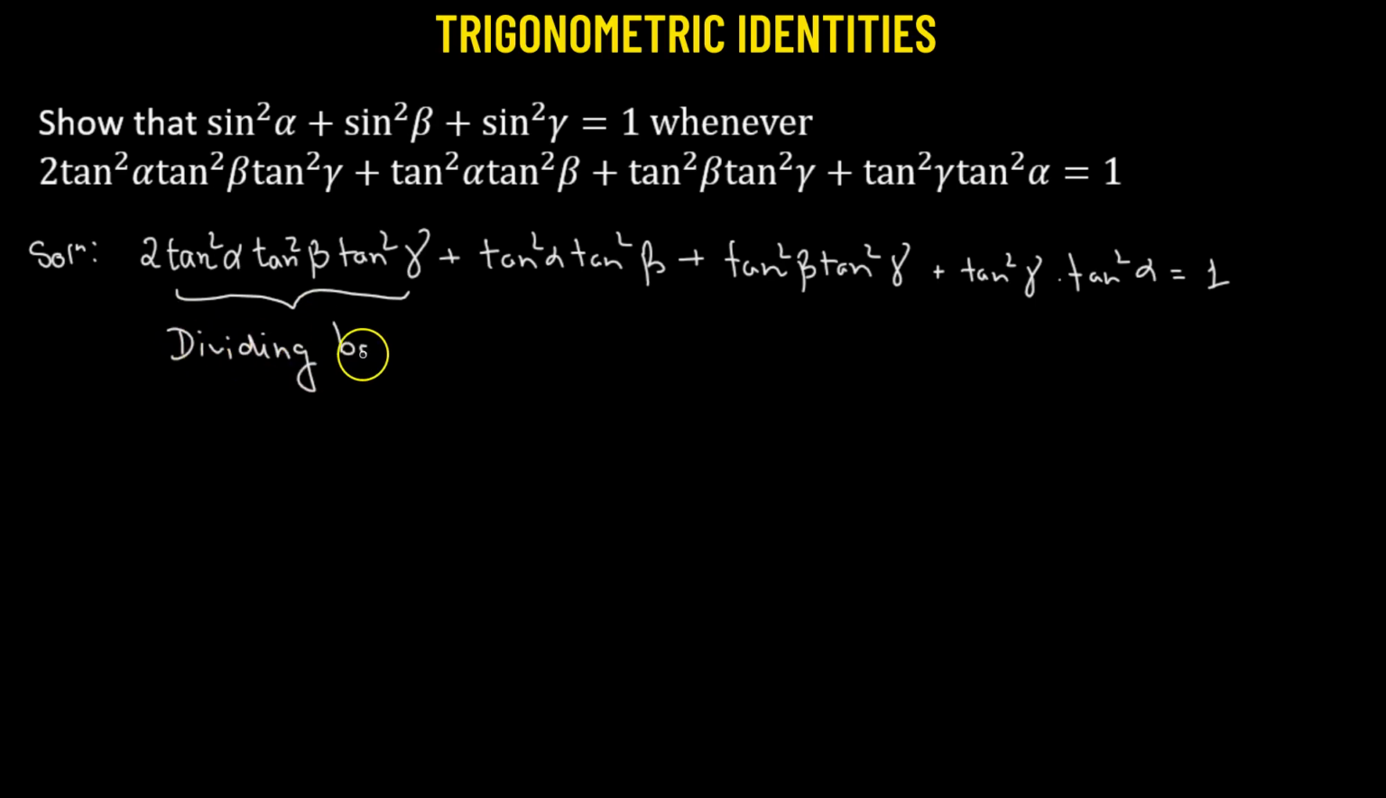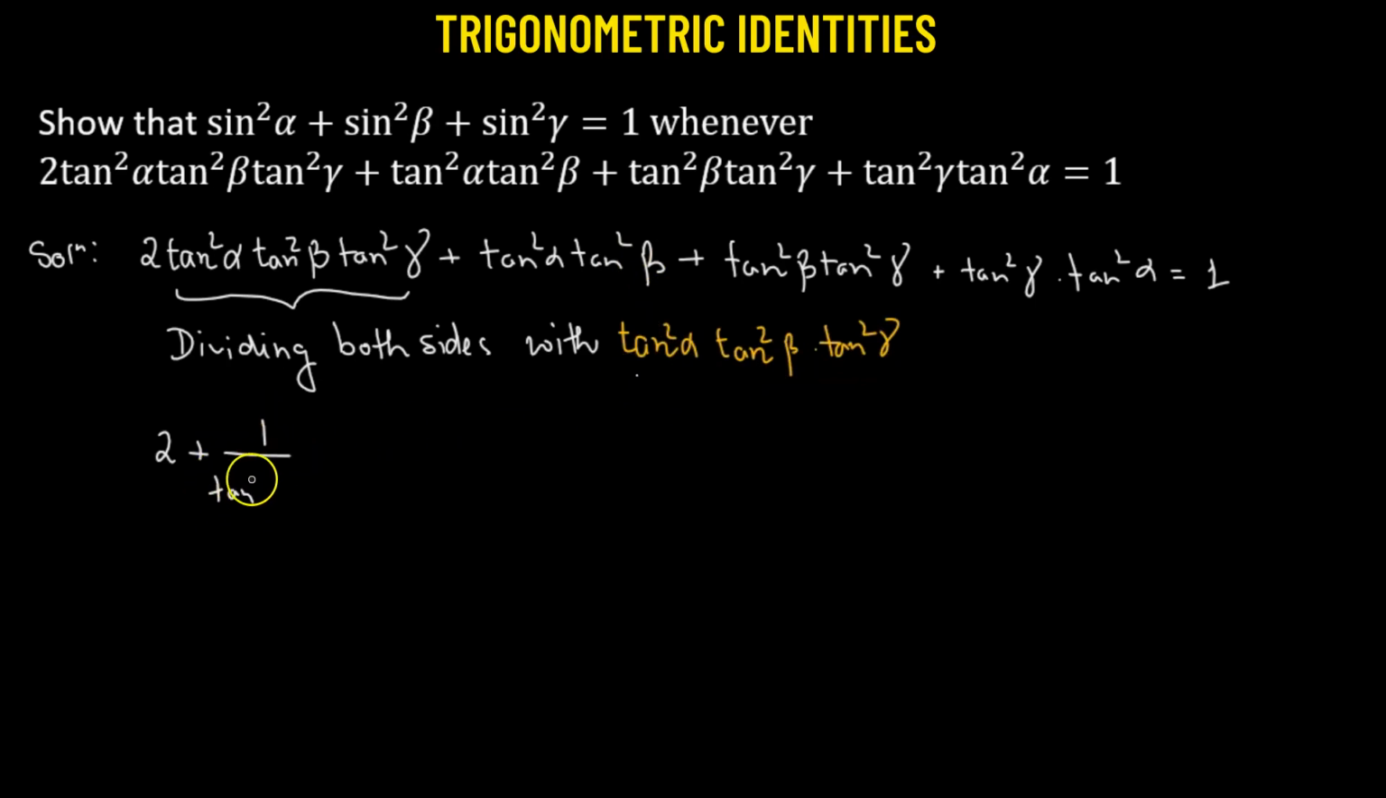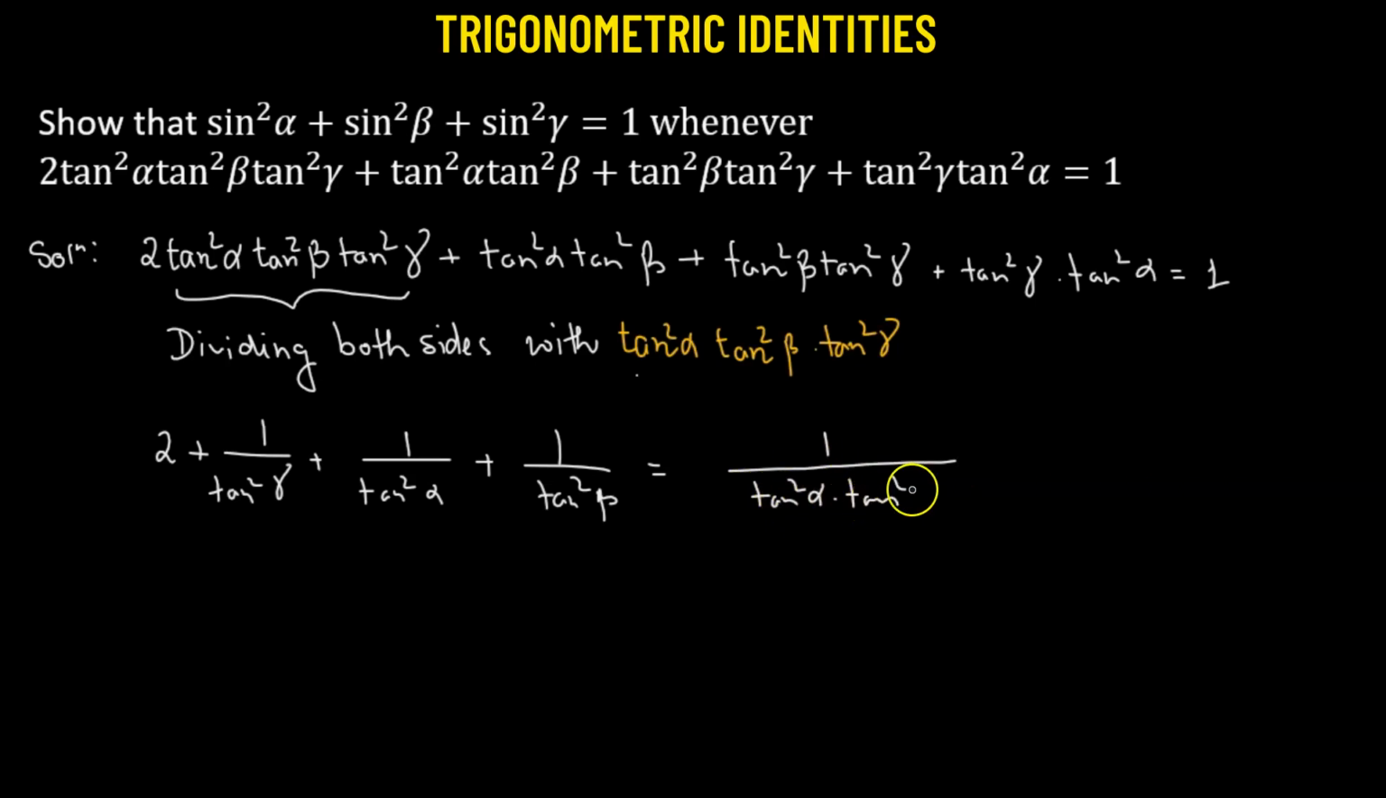So let's write it down. For the first term it will become simply 2. Plus the second term, tangent squared alpha times tangent squared beta, divided by this expression is going to leave us with 1 over tangent squared gamma. The third term will become 1 over tangent squared alpha, as beta and gamma go away, and the next term will be 1 over tangent squared beta. So this will be equal to 1 divided by tangent squared alpha times tangent squared beta times tangent squared gamma.